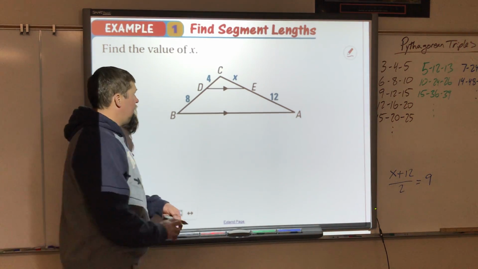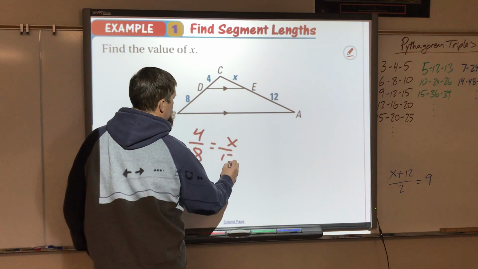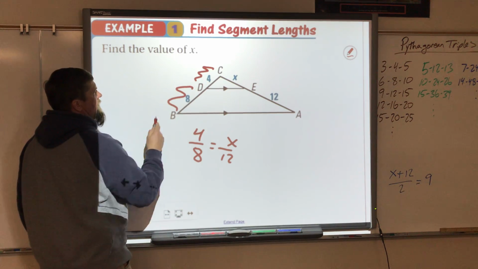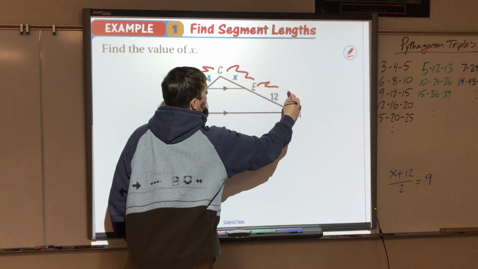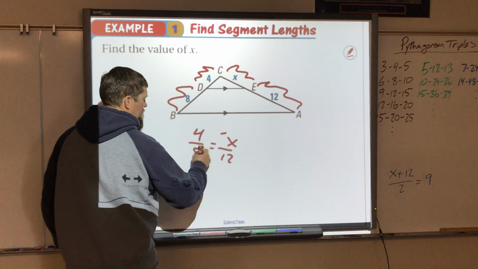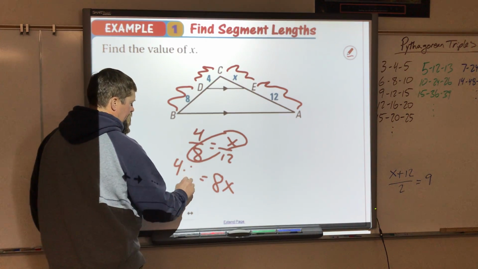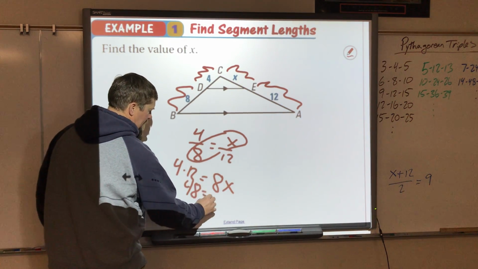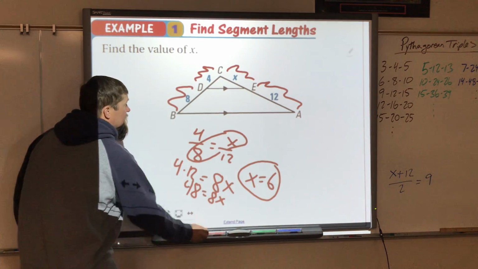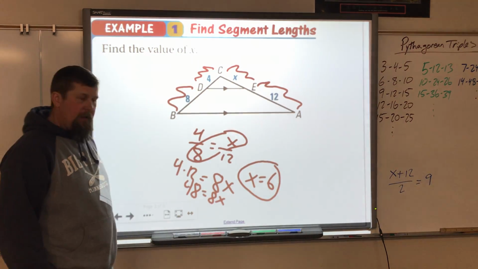So according to this, 4 compares to 8 as x compares to 12. We've got this small side compares to this side as this small side compares to this side. And so that should work. So we cross multiply, we've got 8x equals 4 times 12, which is 48. So x is equal to 6. Using this triangle proportionality, we are able to set up a proportion and solve it.